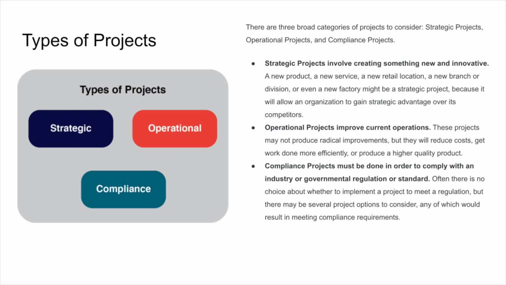Projects tend to fall into three basic types. They're either strategic, operational, or compliance type projects. Strategic projects are the ones that we're most focused on. These are projects that really push the envelope and allow the company to grow and obtain its goals, okay? So a new product, new service, new retail location, new branch, new factory, all these sorts of things would be considered strategic projects. They also come with the most challenges.